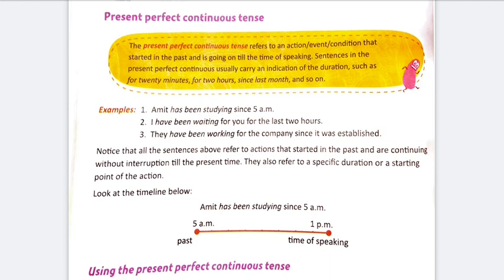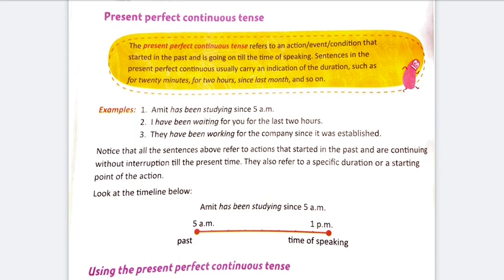Look at the example. First example, Amit has been studying since 5 a.m. So he started studying, maybe now it's 10 a.m. and he started studying at 5 a.m., which means in the past, and still he is continuing the work of studying. That is expressed through the word since, duration, and that's why here it is present perfect continuous tense. See, Amit is the subject, then has, then been, then the main verb with ing, the present participle, which is the sentence structure of present perfect continuous tense.